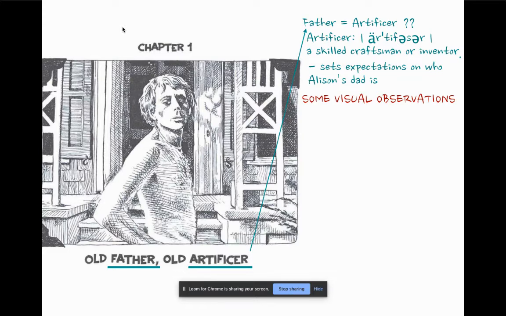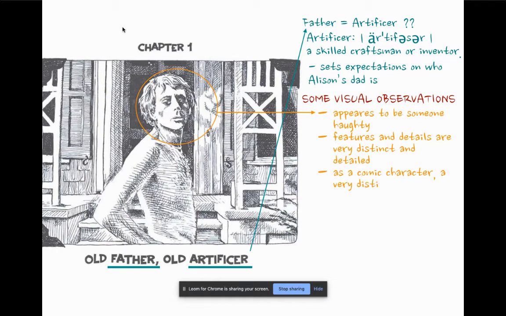And then some visual observations of this title page. Well, you'll notice his face. It appears to be very haughty or proud. And you would know from understanding comics that the more detailed the features of a character are, it means it is representative of something very distinct or specific. It's not so universal or iconic. So I think Allison is presenting a very distinct, a particular personality for her father.